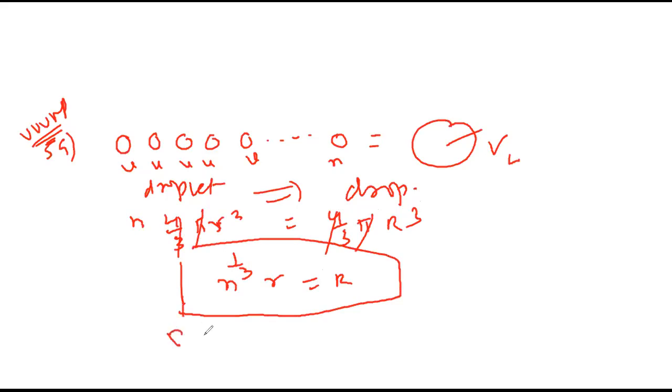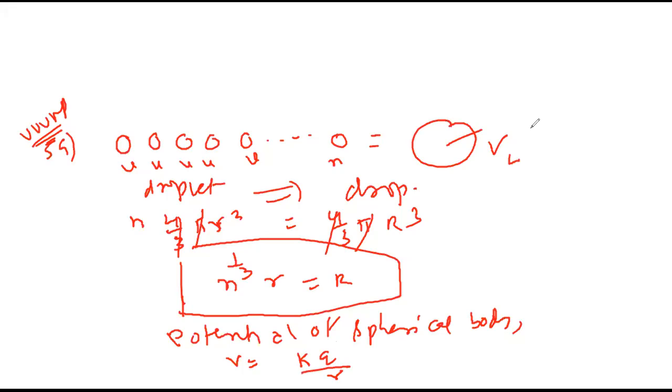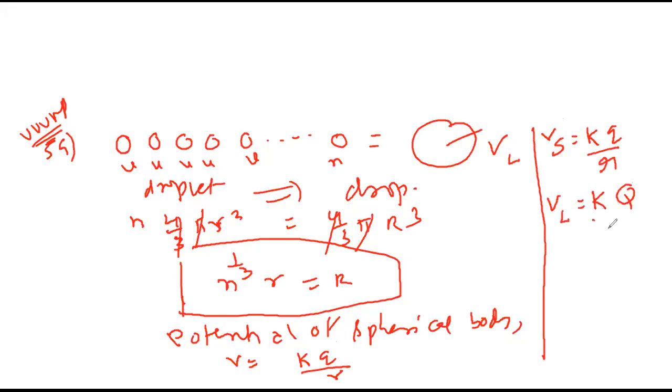Now potential of a spherical body is given by kQ upon R. So V of smaller is kQ upon radius of small. V of large is kQ of large upon radius of large. So V of large upon V of small is Q by R into r small upon q. This much clear? This much formula?